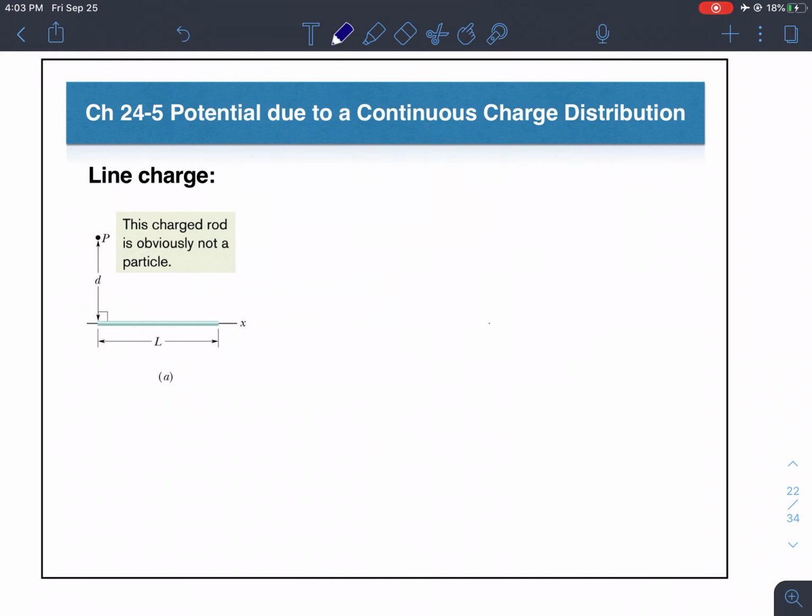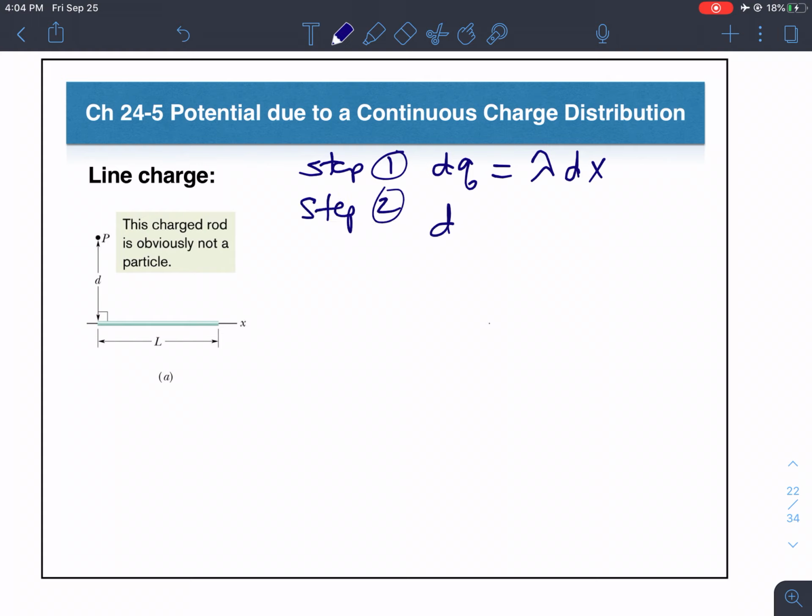Step 1: we are writing dq in terms of charge density. Since this is linear charge, we are going to use the linear charge density lambda. It's not q equals lambda L, it is dq, so I need to write the L in terms of a differential as well. I'm going to use dx instead, because L, as you can see on the figure, is in the x direction.